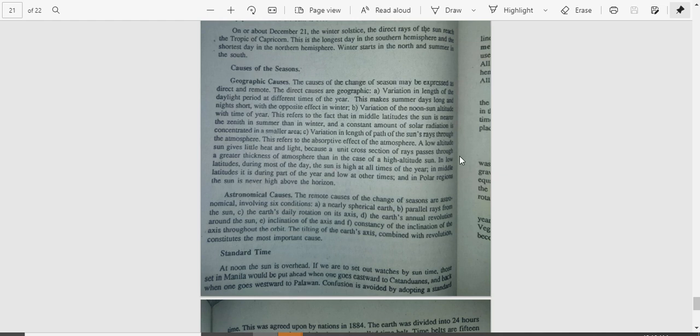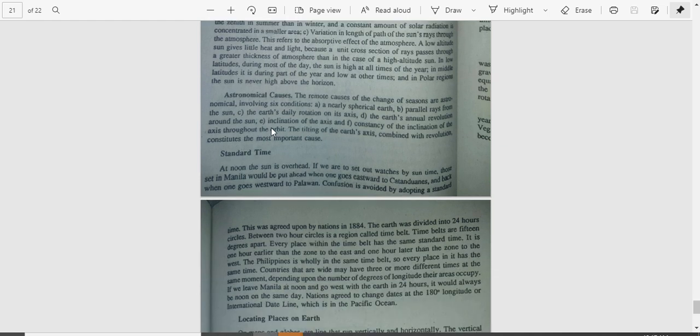Hindi na nagpadalman gid. Importante, kuhaon ta lang ang mga importante. So you have your geographic causes, your A, B, and C. First, variation due to the length of your daytime and nighttime period. Letter B, second, variation of noon sun altitude within the year. And then letter C, variation of length of the path of sun rays through the atmosphere, or ang pagsulod sang sun rays sa aton nga atmosphere.